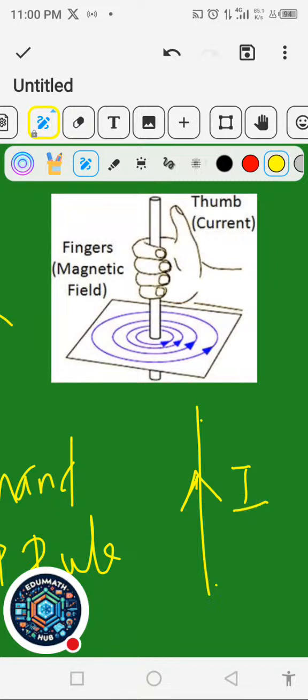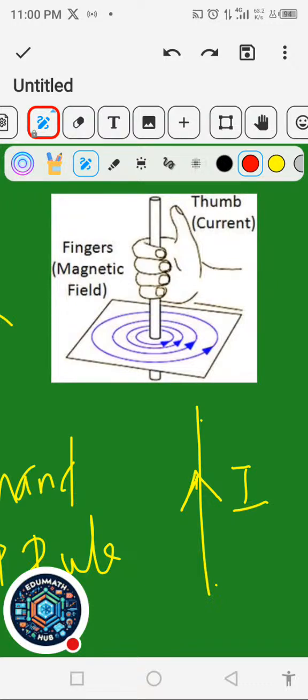So you will grip the wire. Imagine you're holding it with your right hand, not left hand. With the left hand, you miss the answer. It's called the right hand grip rule. So when you grip it like this, you point your thumb up, because the current is going up. If it's going down, then your thumb will point down, as if you are doing thumbs down and thumbs up. So this is thumbs up.